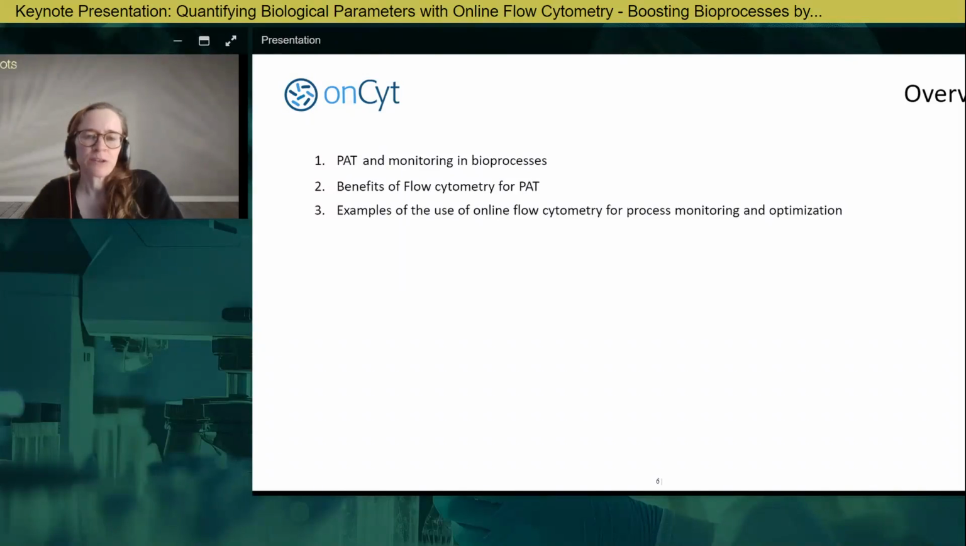So before I go into the data sets, I did want to spend a couple of minutes on the PAT concept itself. So this is going to be the first part. Then I will talk about why flow cytometry is a great tool for that. I mean, there are also other tools, and then I will mention them. So you will learn a bit about what sensors are available. And then the last part, and by far the largest one, will be showing data sets or publications or examples of the use of online flow cytometry for process monitoring and optimization.